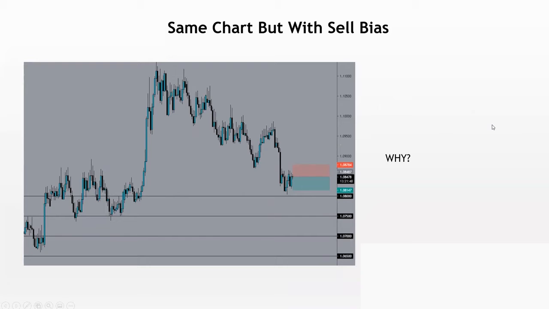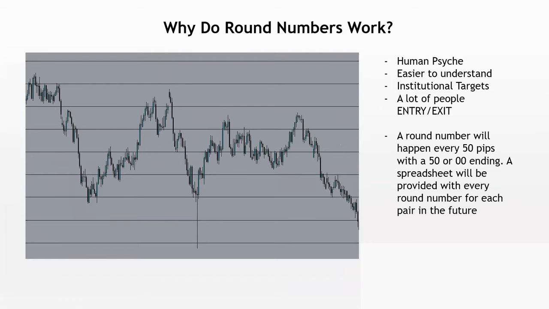Okay? So let's go over this. We've just had the answers here in terms of why we think round numbers work. And let's see. So why do round numbers work, guys? Human psych. So going back to what Jordi said, exactly. Human nature. Easier to understand. Institutional targets. A lot of people's take profits and entries. And a round number will happen, guys, every 50 pips across all pairs. So this doesn't change based on the pairs. So a round number will happen every 50 pips with a 50 or a 00 ending.